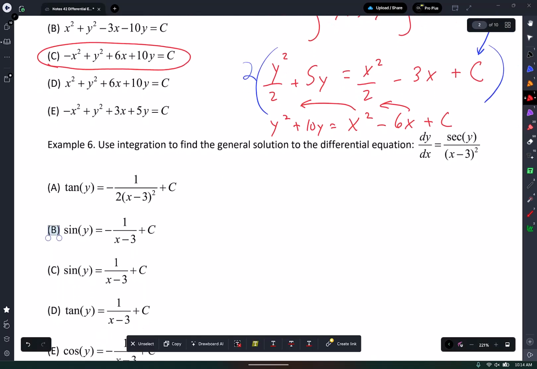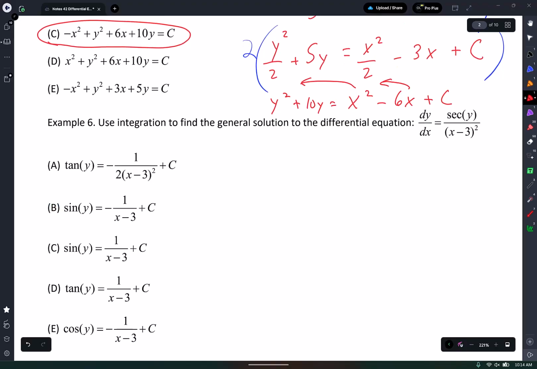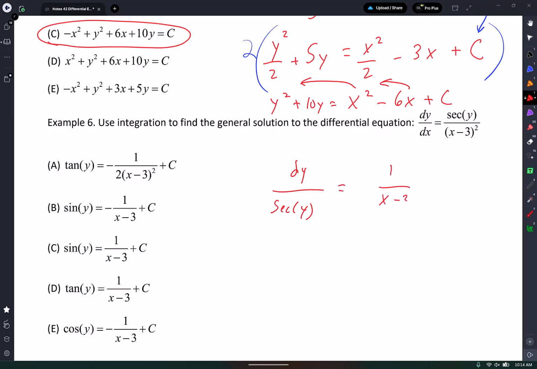All right, example 6, guys. Use integration to find the general solution. Okay, y's with the y's. Divide by secant y, times dx. So here's what I have. dy over secant y, in a little bit we're going to use trig to help us out with that, equals 1 over (x minus 3) squared dx. Are we still okay? What's up, Ms. Cobb? Do you prefer us to put it like that, or do you prefer us to do 1 over secant y times dy? Oh yeah, 1 over secant y times dy is probably better.